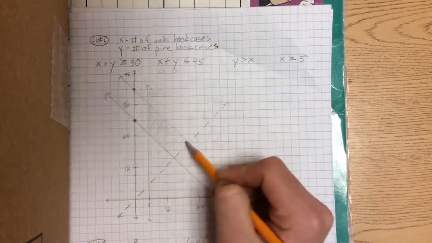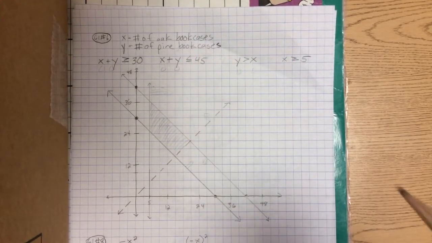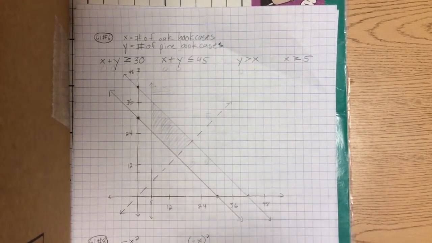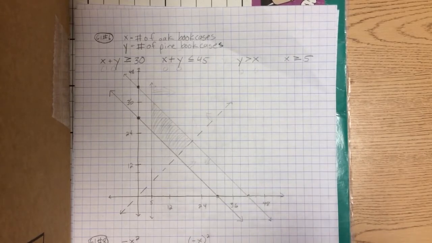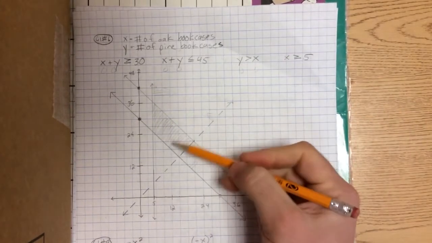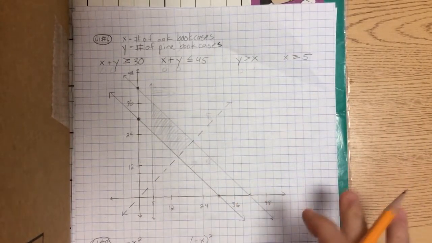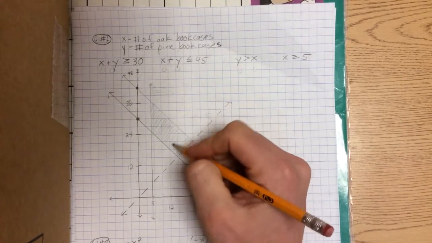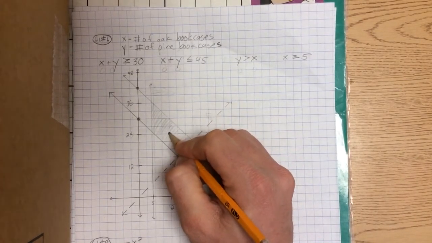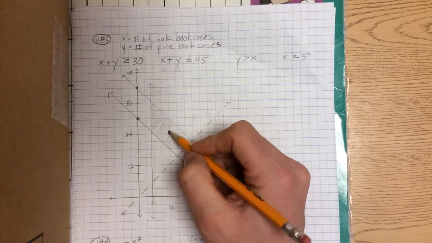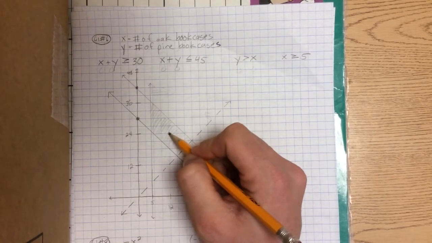And it says, since X and Y are discrete variables, in other words, they can't take on decimals. You can't make 2.3 pine bookcases, for instance. Are all of these points reasonable? No, just the lattice points. So just the points in here, for instance, 12, 24, that is a point of interest because that means we're making 12 oak bookcases and 24 pines.